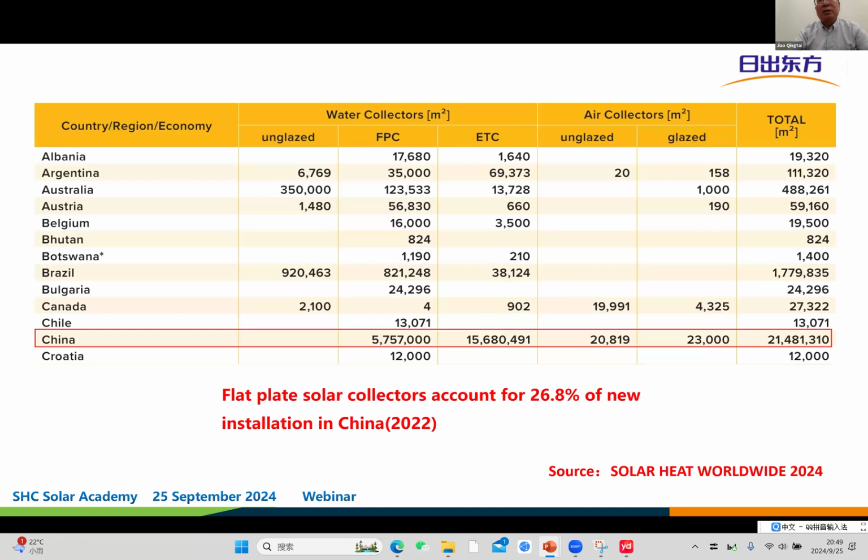Another point, in 2022, the flat plate solar collector accounted for around 27% of new installation in China.